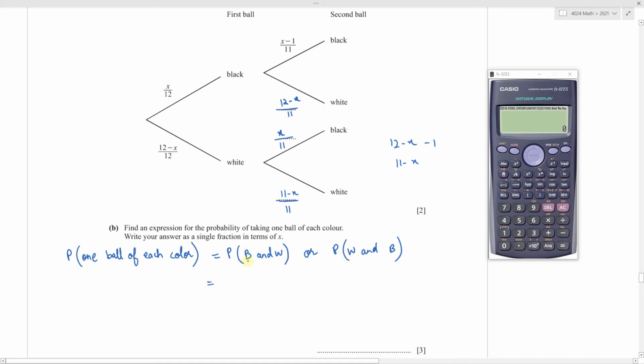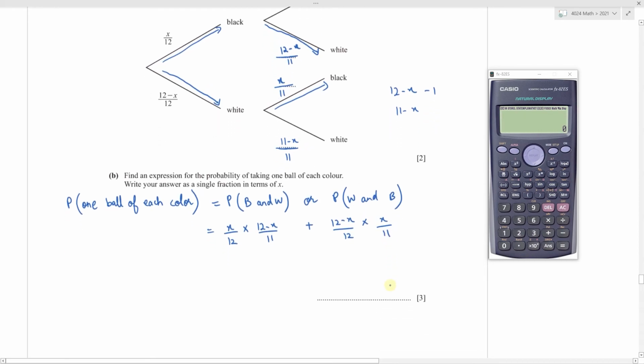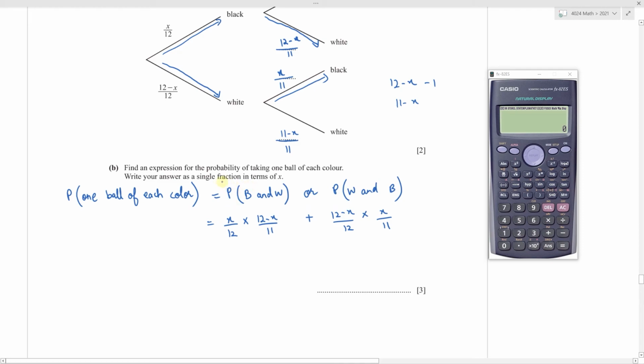So what is the probability that the first one is black? You go down this path: first one black and second one white. The first one being black is X over 12, and you multiply by the second one white, which is 12 minus X over 11. Plus, or the probability of white first is 12 minus X over 12, multiplied by the second one being black, which is X over 11. Now you have to compute this and give your answer as a single fraction.